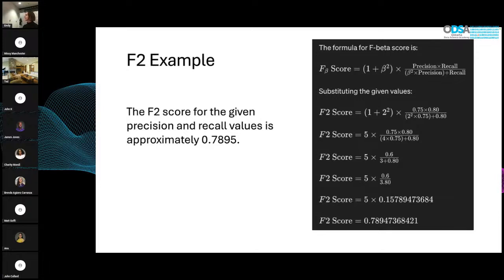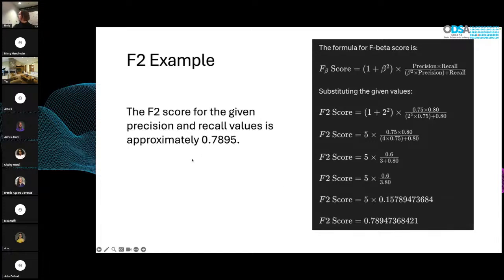Yes, so 0.789 is correct. I might round that up to 0.79, or I should have rounded mine. Anyways, here's the formula. So we have this F beta formula. We substitute 2 in here like we did on the board. And then substitute in our precision, 0.75, and our recall, and then we just math it out. So do all your multiplication and addition, and then we get down to 5 times this number, which is this number here.